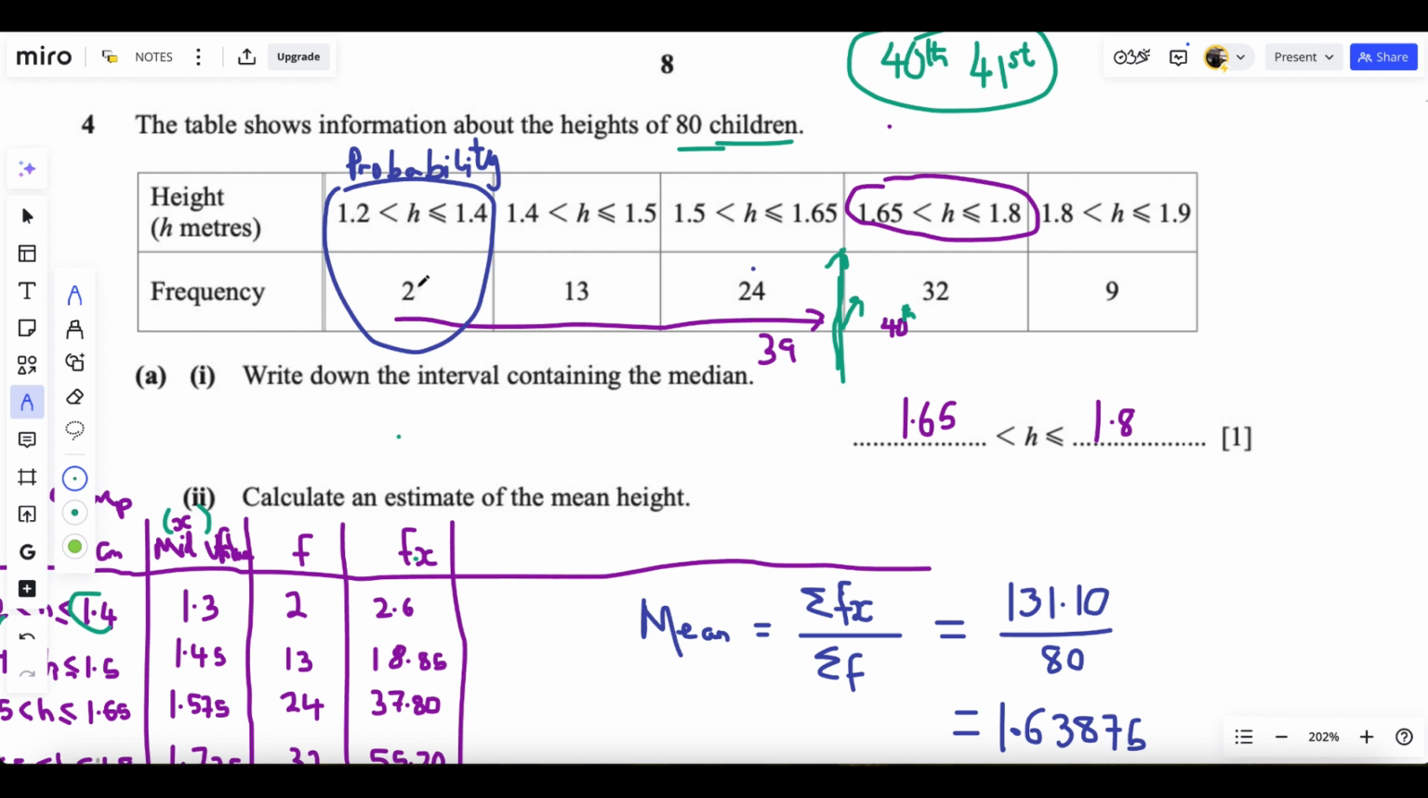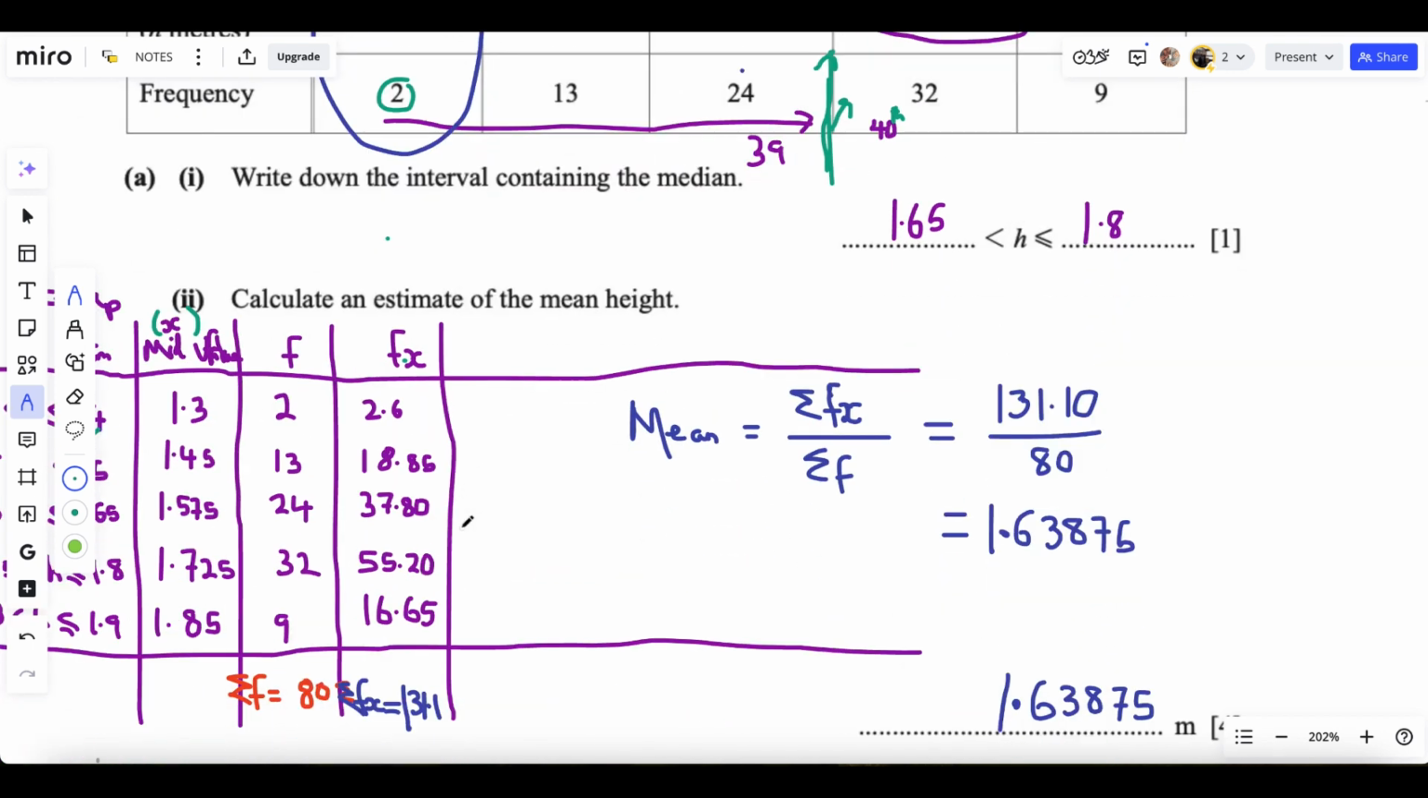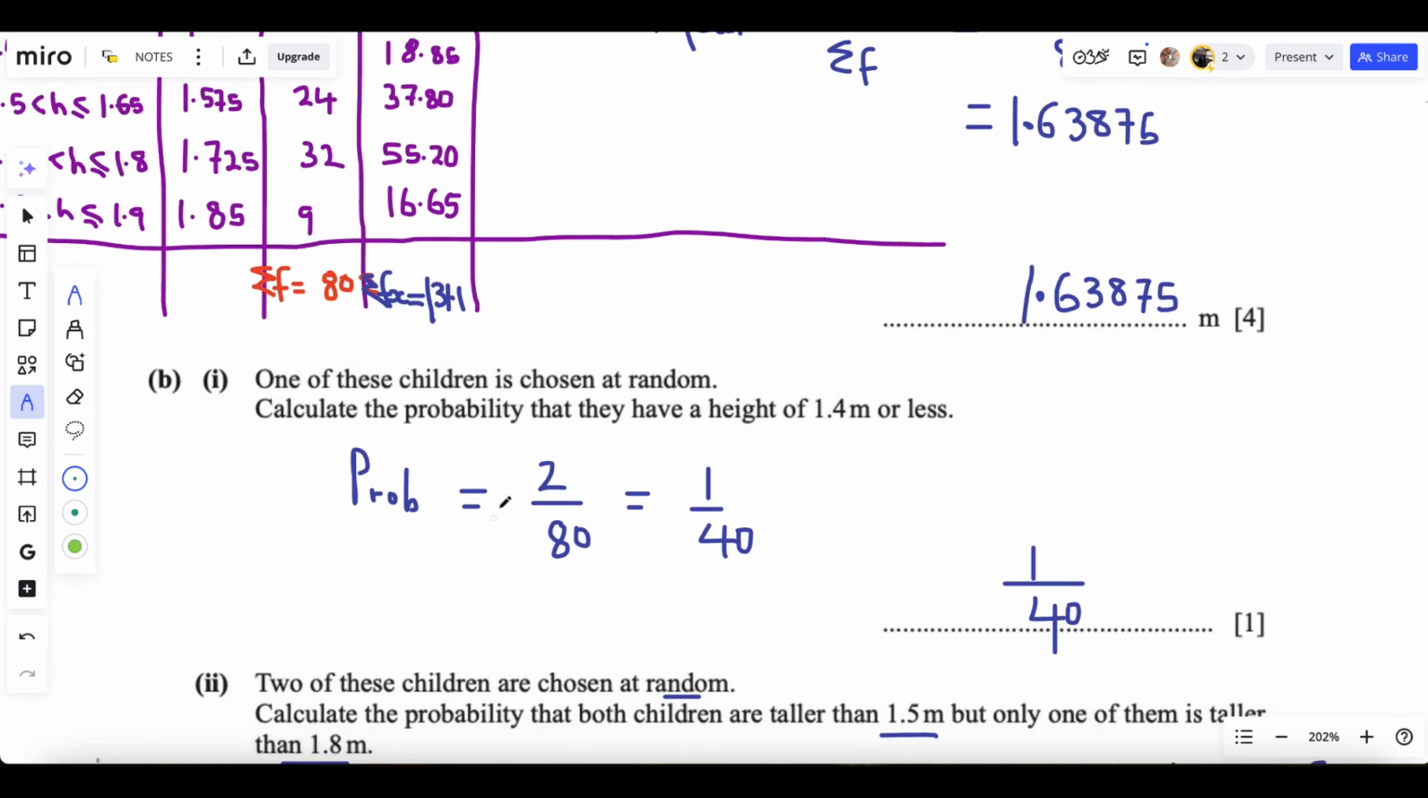So 1.4 or less is only 2. So we are talking about this one. Because you say h is less than or equal to 1.4. 1.4 or less means less than or equal to 1.4. So 1.4 or less is this group. So to find the probability, you say that is equal to the frequency over the total number of children. The number in that group, which is 2, over the total number of children. So 2 over 80 gives us 1 over 40 as our probability. We get the 1 mark for this question.